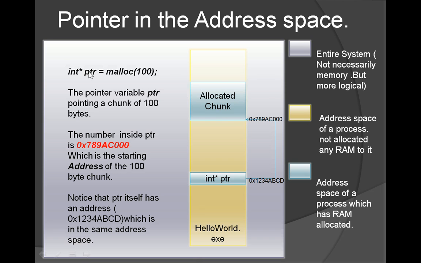So after this statement, this is how things look. ptr will point to that allocated chunk. Now you can use ptr to modify this particular memory, to save something or retrieve something, or whatever you want you can do with that address which ptr holds.